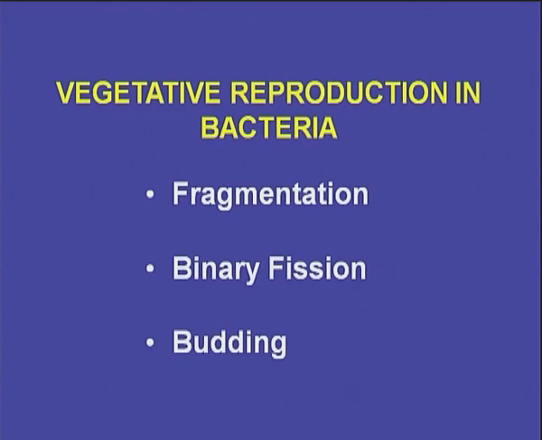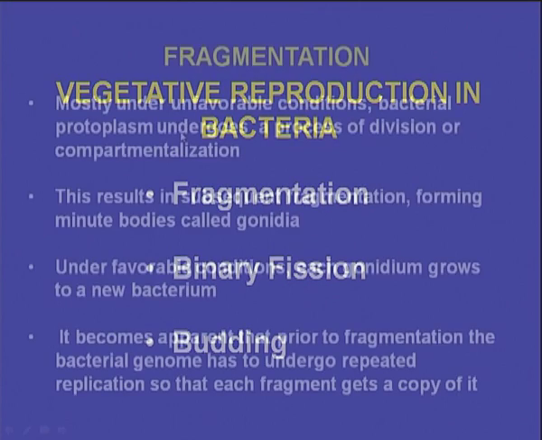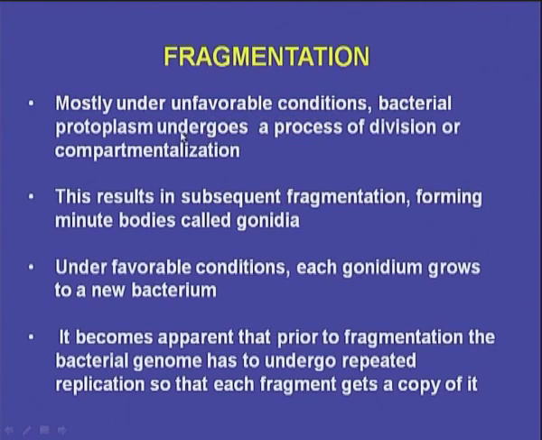We come to the vegetative reproduction in bacteria. In bacteria, the vegetative reproduction is through fragmentation, through budding and through binary fission. Then we come to the fragmentation. Mostly under unfavorable conditions, bacterial protoplasm undergoes a process of division or compartmentalization. This results in subsequent fragmentation, forming minute bodies called gonidia. Under favorable conditions, each gonidium grows to a new bacterium.